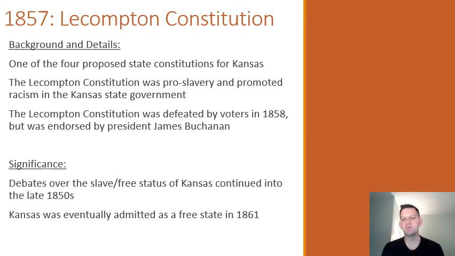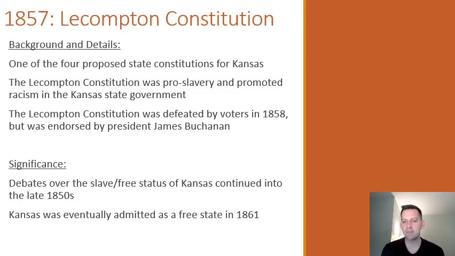So now we need to move back to Kansas. If you remember, in 1854, a law was passed called the Kansas-Nebraska Act. That law repealed the Missouri Compromise and instead relied upon a principle called popular sovereignty to determine the future of slavery in Kansas and Nebraska.